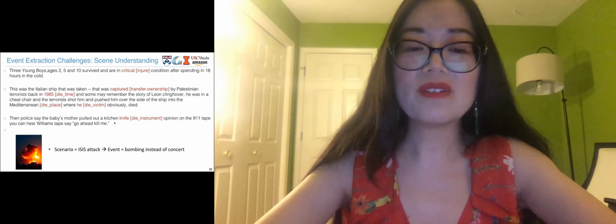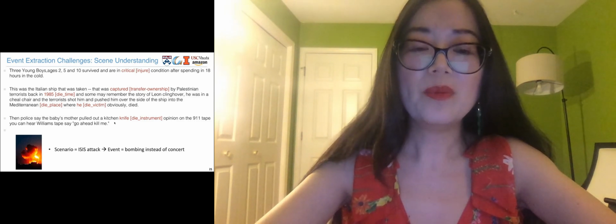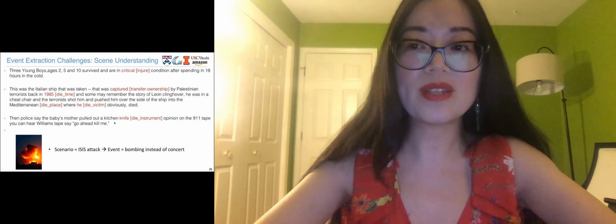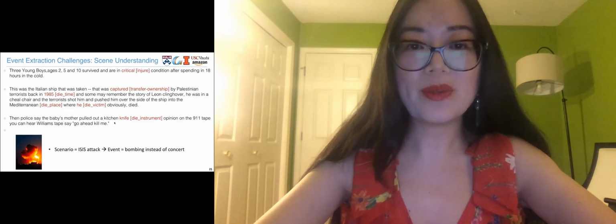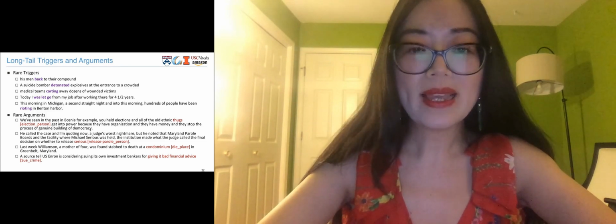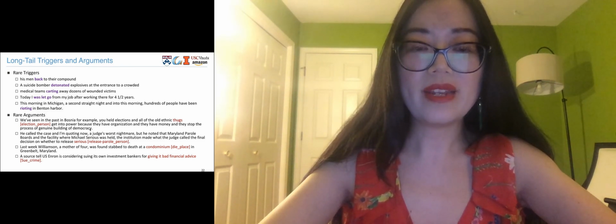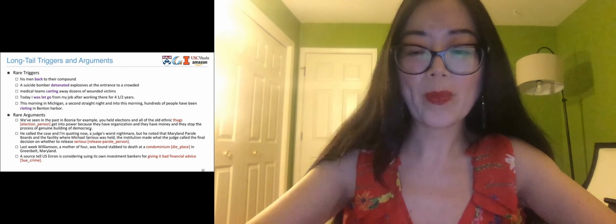So in computer vision, they actually have really nice top-down reasoning. Usually people will do situational recognition first, identify the scenario, and use the scenario knowledge to guide event extraction. So we probably should follow a similar idea to improve event extraction in the future, especially when the triggers and arguments appear in the long tail. For example, these are some rare triggers and arguments. They never appear in training data, so our baseline framework will fail to identify all of them.